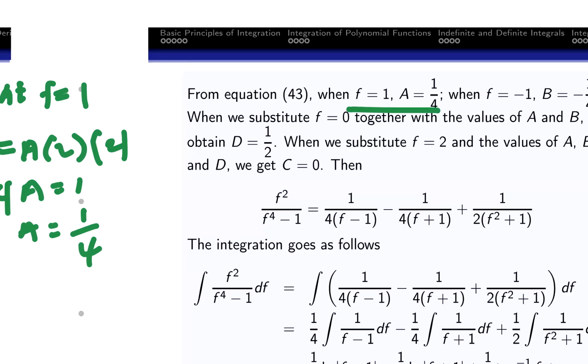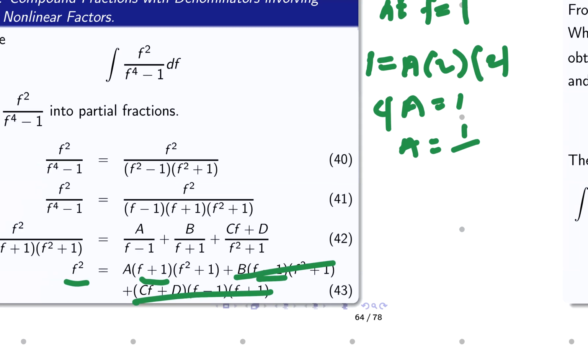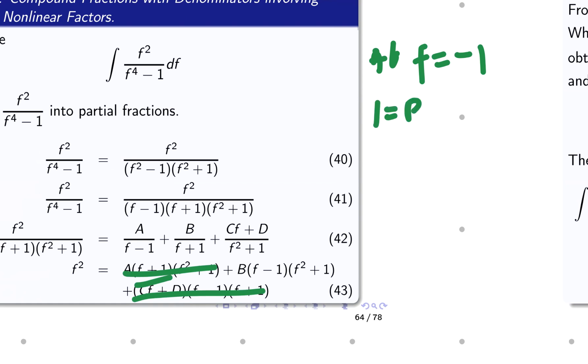Okay? So the next thing we can also do: a is already set to be 1 over 4. The other thing we see again is f plus 1 here. So you can now set f equals minus 1. Once you say f is minus 1, minus 1 plus 1 is 0. It automatically cancels out anywhere there is f plus 1. This will also go, right? So then on the left-hand side, minus 1 squared is still 1. And on the right, you have b into minus 1 minus 1, that's minus 2. Then minus 1 squared is 1 plus 1, that's also 2. So you have 1 equals minus 4b.